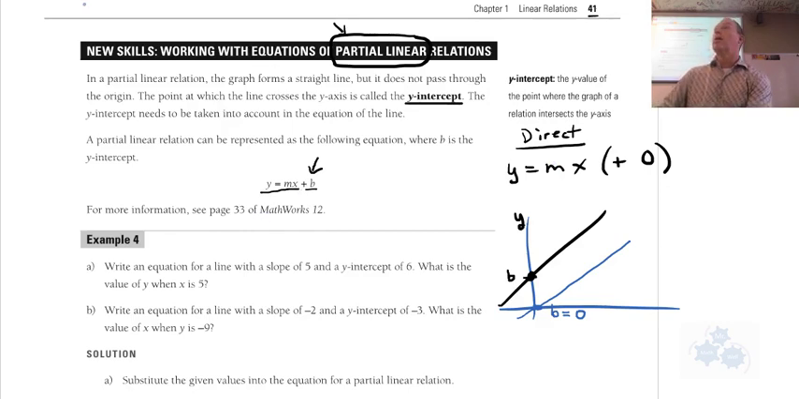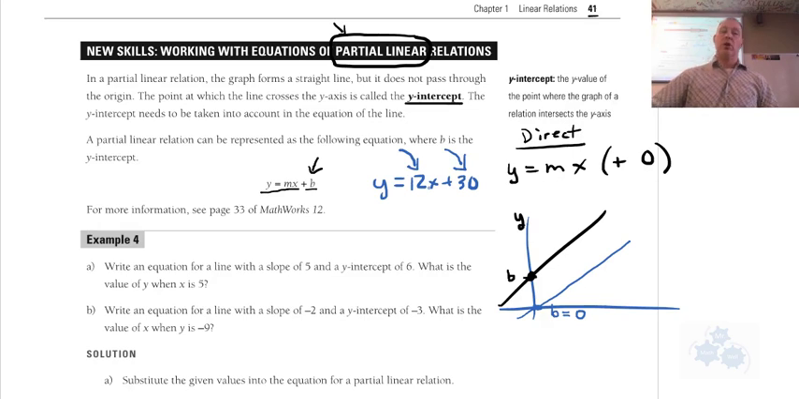So partial is not in the origin? Partial just means it does not pass through the origin. Exactly. Yeah. So think about this. Y equals 12x plus, let's say, 30. And let's say this is a description of the flat fee that you have to charge for someone coming in to take a look at your sink, a plumber or something. And this is the dollars per hour.